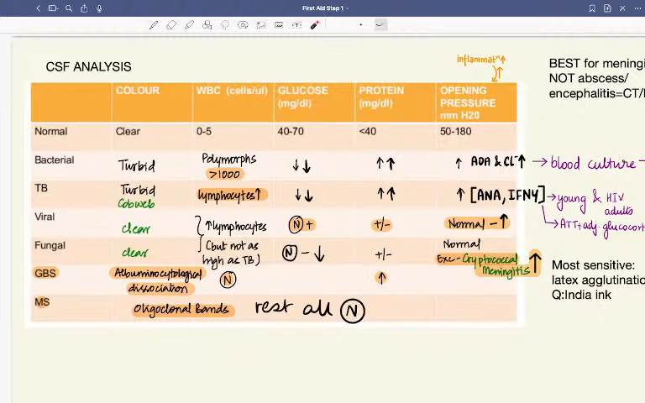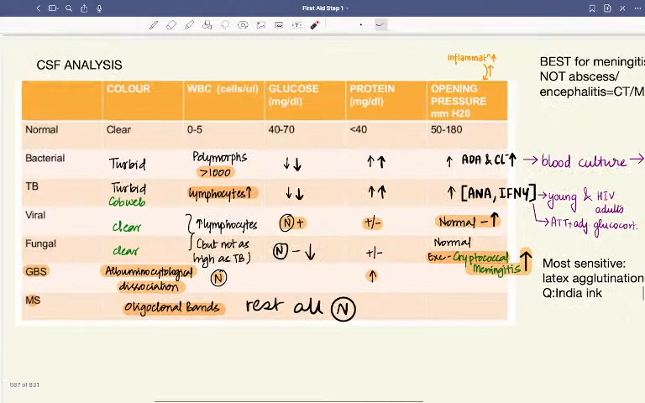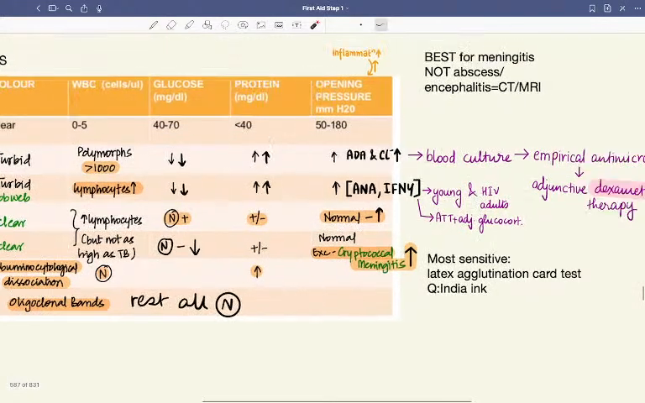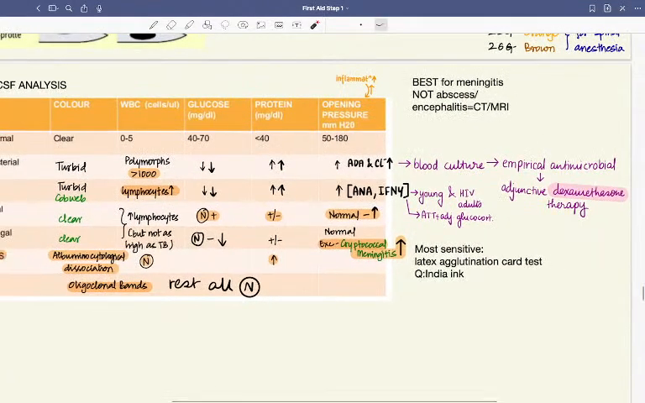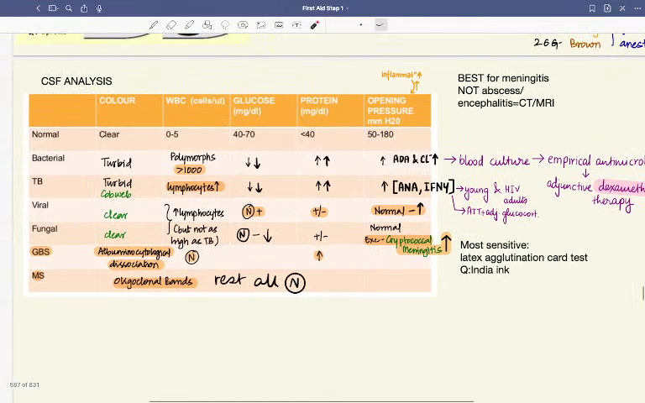Next is opening pressure. Okay, sorry. What am I saying? Opening pressure is 50 to 180. Okay, now adenosine deaminase and chloride: in case of bacterial meningitis, it is going to be increased. Okay, so in bacterial, ADA and chloride. In case of TB, we are going to have interferon gamma increased. Okay, the levels, and in this opening pressure obviously normal to high. In this it is normal, in this it is normal to high. So fungus and this go side by side.